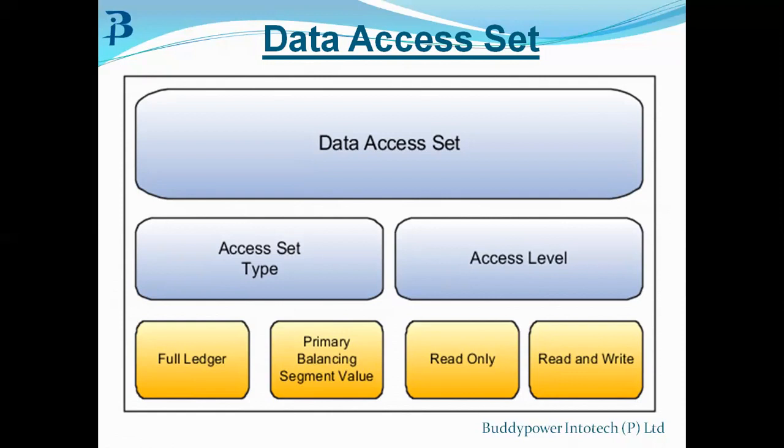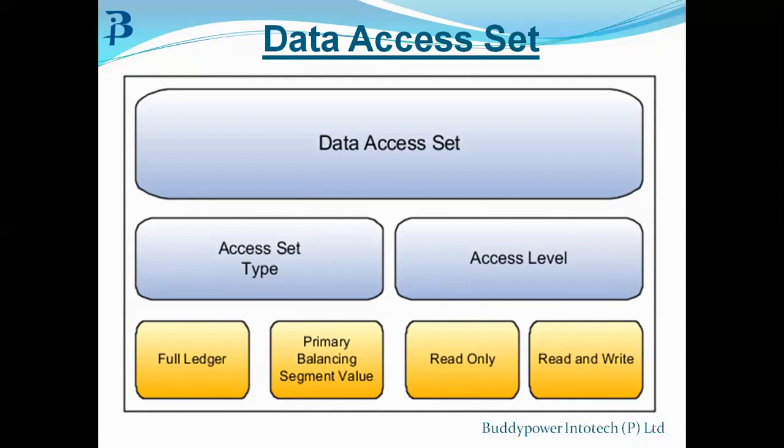Here in the figure, as you can see, the data access set consists of access set type and access level. The access set type can be set to full ledger, where you can give access to the full ledger, or your primary balancing segment value. Now the access level can be read only or read and write.